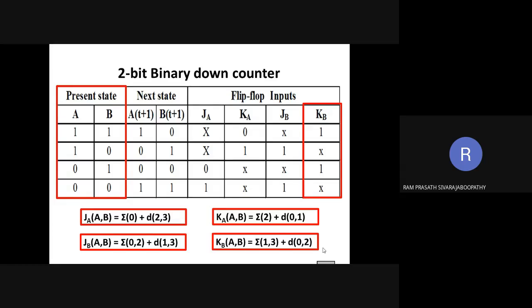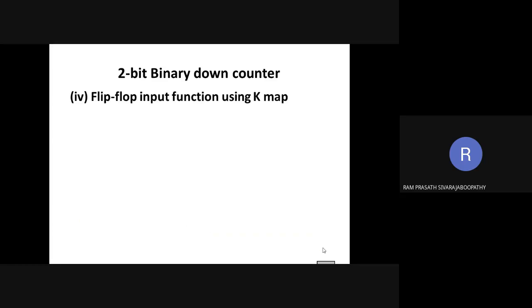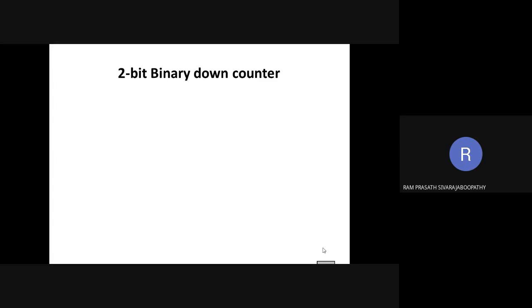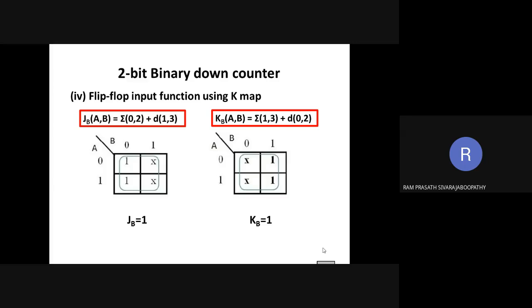Okay. So for this we have to obtain the function using K map. So JA equal to B bar, KA equal to B bar. So both are B bar. Similarly, JB and KB. JB and KB. 1, 1. Correct? That's all.